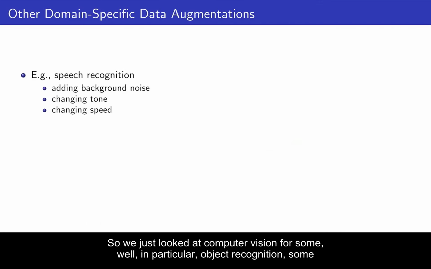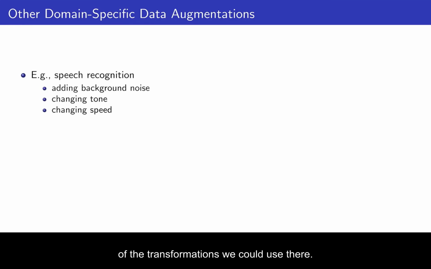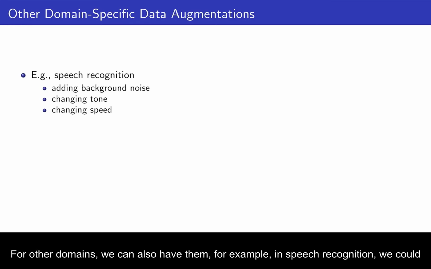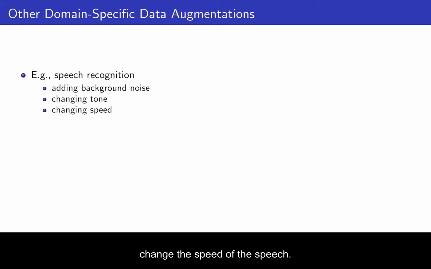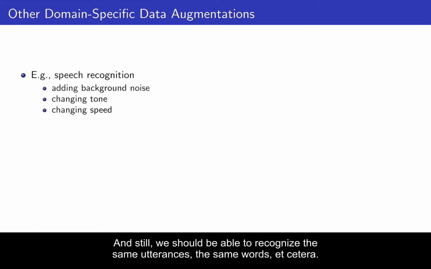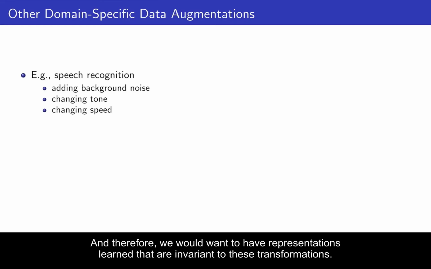So we just looked at computer vision, in particular object recognition, and some of the transformations we could use there. For other domains, we can also have them. For example, in speech recognition, we could simply add some background noise, or change the tone a little bit, or change the speed of the speech. And still, we should be able to recognize the same utterances, the same words, etc. And therefore, we would want to have representations learned that are invariant to these transformations.